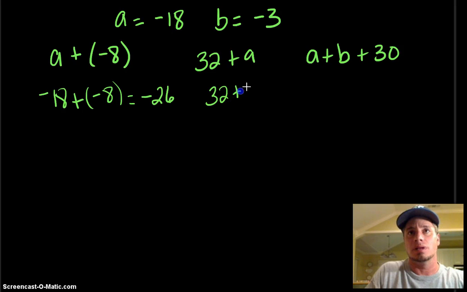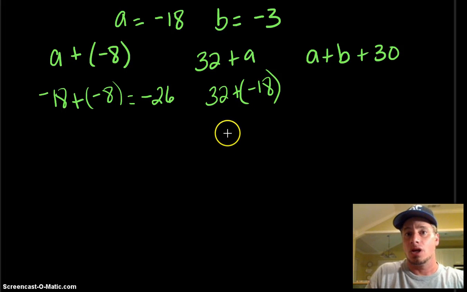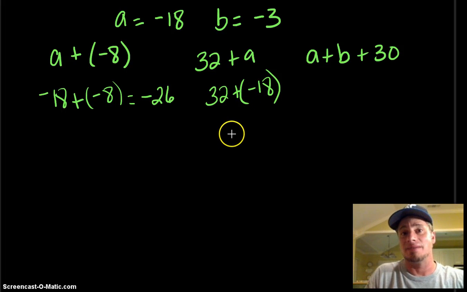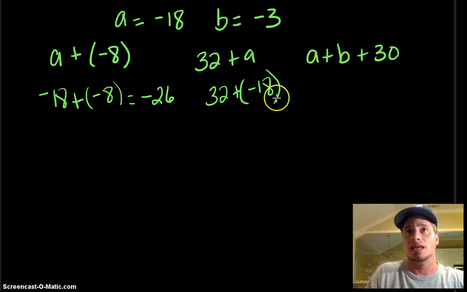32 plus A, we're going to substitute. 32 plus -18. I'm going to put parentheses around that to separate this plus sign with this negative. 32 and -18, I have to find the difference because they're different signs. Well, 32 minus 18 is 14. And it's positive because the 32 is bigger than 18.